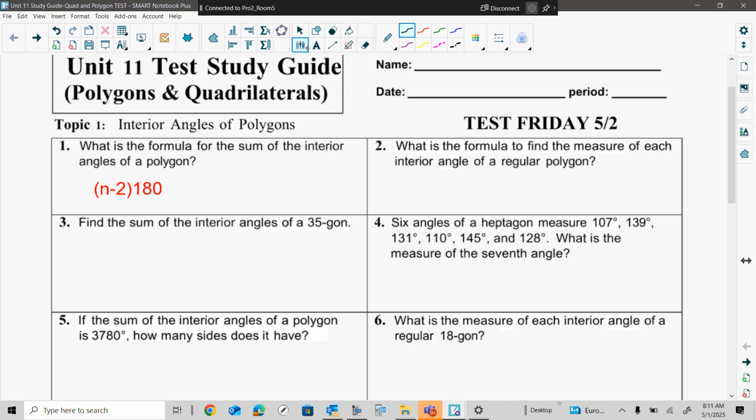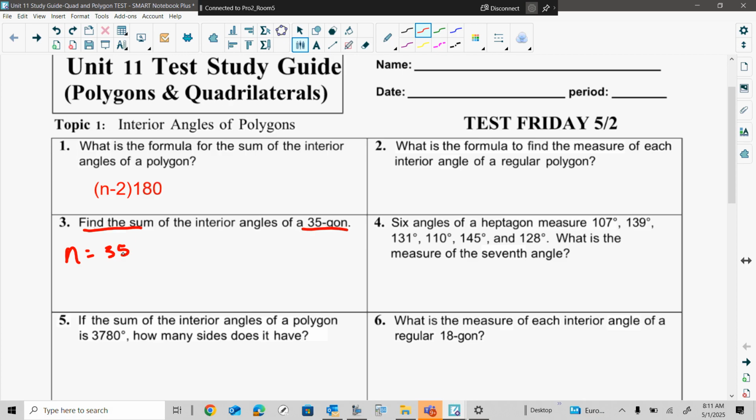All right, so you use that formula for number 3, because the 3 says find the sum of a 35-gon. That means n is your 35.